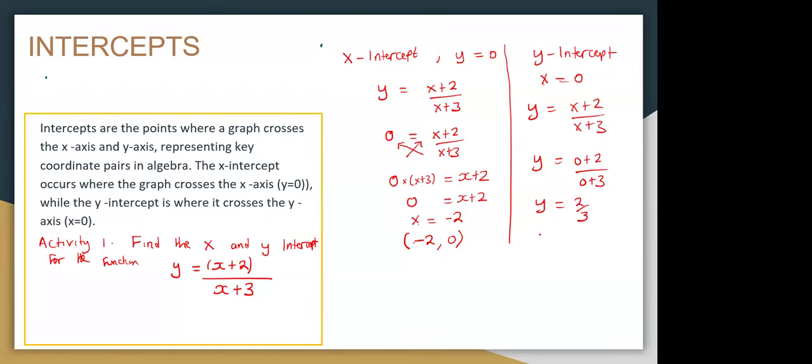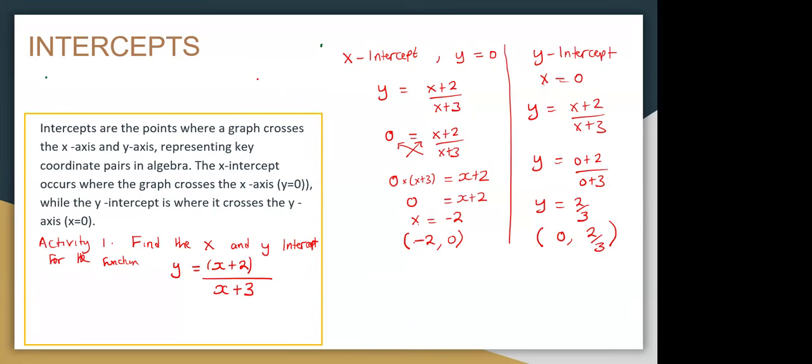And therefore, at this point, our coordinate is going to be our x, which is 0, and then our y, which is 2 out of 3. So that is how you obtain the intercepts. Members, hope we are on the same page. Is that fine to everyone?